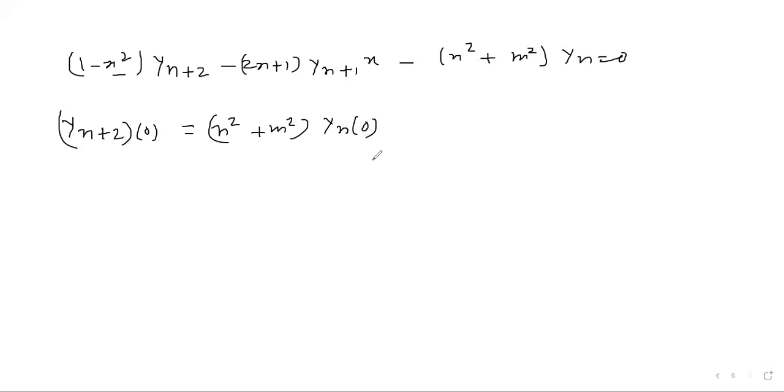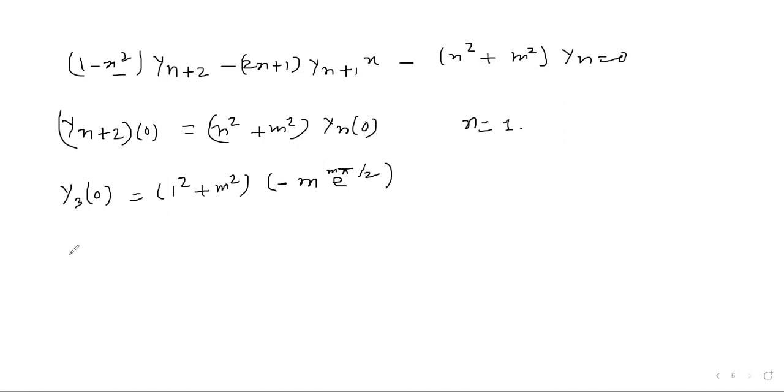Now we can put n equal to 1. When we put n equal to 1, we get y3(0). So let's write y3(0) equal to 1 square plus m square, and n equal to 1 gives y1(0). And y1(0) we have got as minus m e to the power m pi by 2.